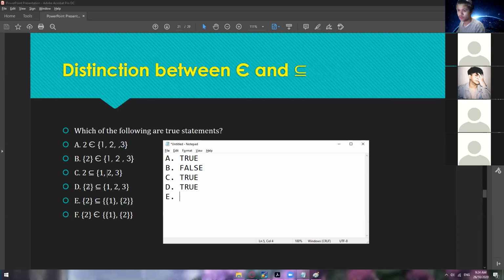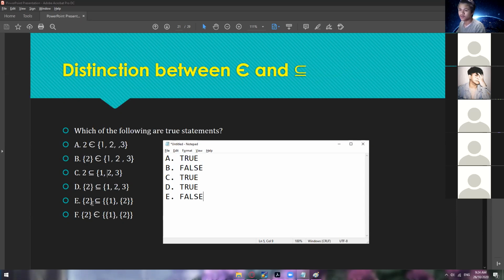So take note of those, okay? How about letter E? True na rin yan, sir. This one is false. True. Kasi nga naka-enclose yung isa sa set pa, okay? So ito set, tapos meron pa ulit set.